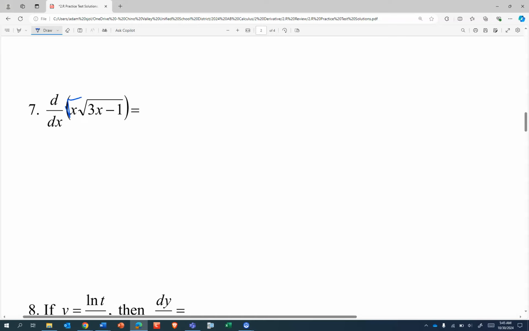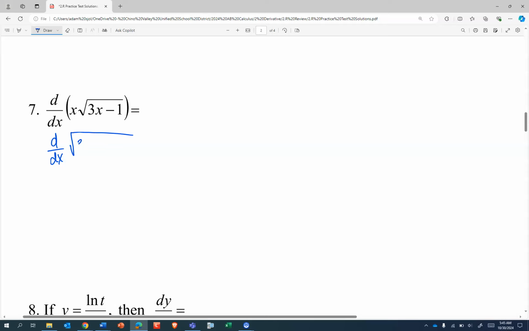So if we wanted to, we can think of that x as the square root of x squared. Oh, no, we can't. I was going to say we could get a negative out of the original x root 3x minus 1, but we can't, because any x value that would make the x out front negative would make the radicand negative. So I think I'm good.